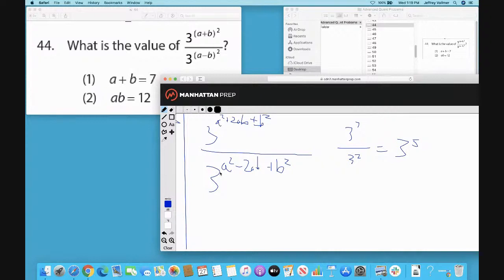So a squared minus a squared is nothing. 2ab minus a negative 2ab is 4ab. And then the b squareds will cancel. So this should turn into 3 to the 4ab. What is that? I need to know what ab is. Statement 1 is not sufficient, but statement 2 is. All right, so that one's clearly all about the rephrase. Statement 2 is sufficient, statement 1 is not.